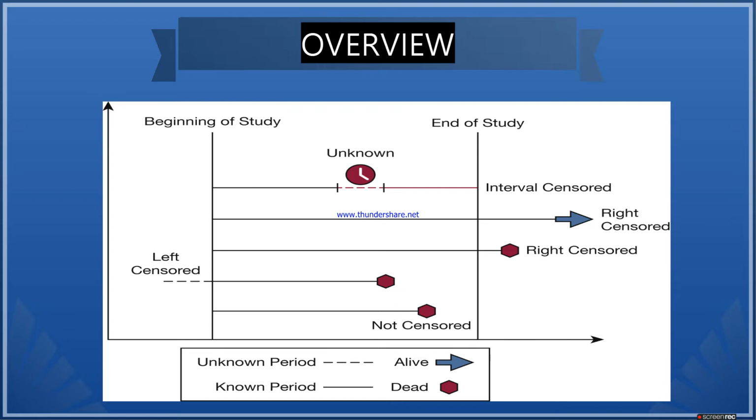So you can see over here, this is right censored. It went beyond the end of the study. This is also right censored. He died. Yes, he achieved the event of interest, but we don't know when. This is left censored, and this is not censored because he achieved the event of interest within the study.